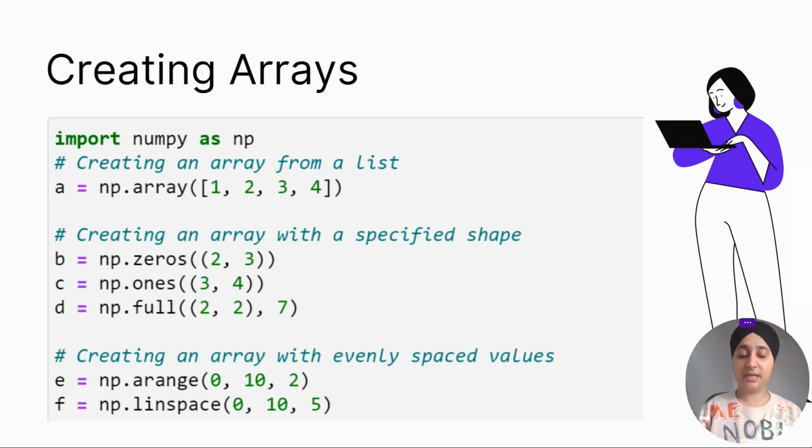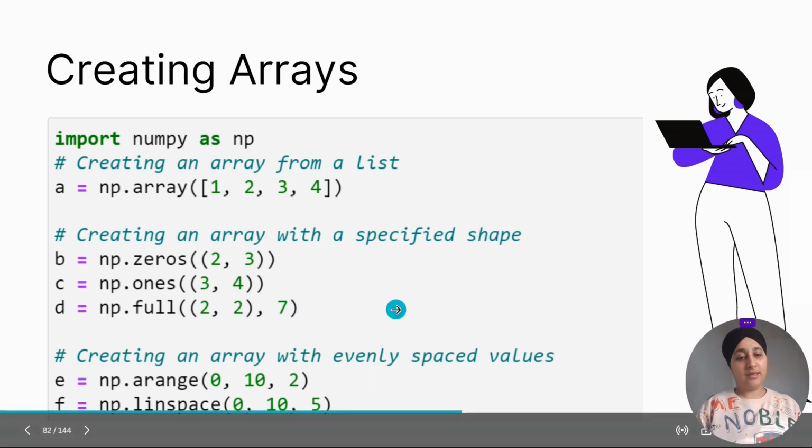In the third case, c equals np.ones. It contains a matrix with all ones, with 3 rows and 4 columns. The full method in this case is creating a matrix with 2 rows and 2 columns, right? So 2 rows, 2 columns, a 2 by 2 matrix, and all the elements are 7, right?